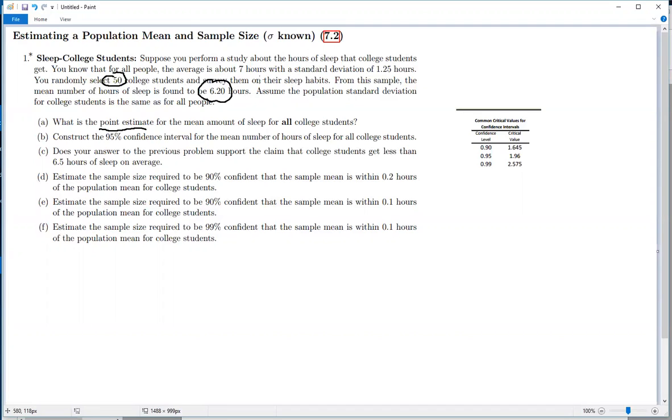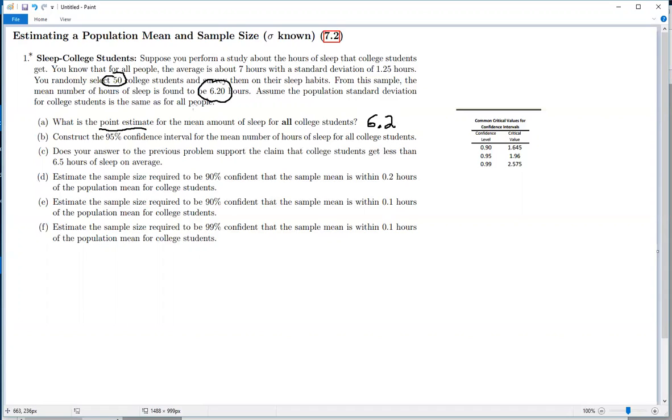So does that mean that college students get less sleep than everybody else? Well, this is based on one sample, and as we learned, samples can vary. So at this point in time, the best we can say is, what's our point estimate? How many hours do college students get on average? Well, using the sample, we get 6.2 hours.